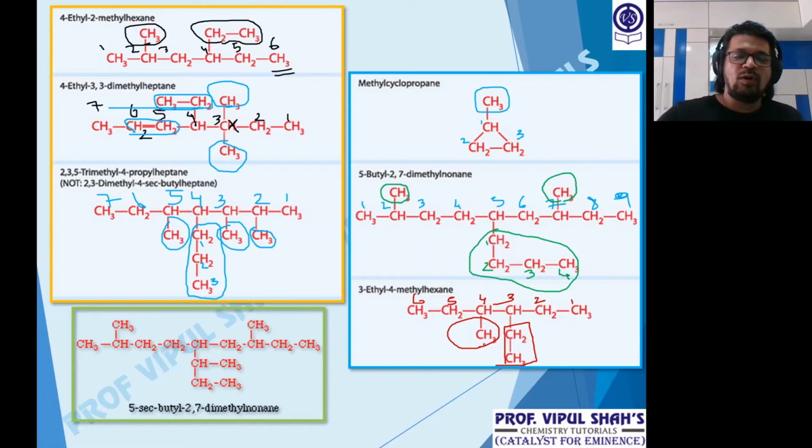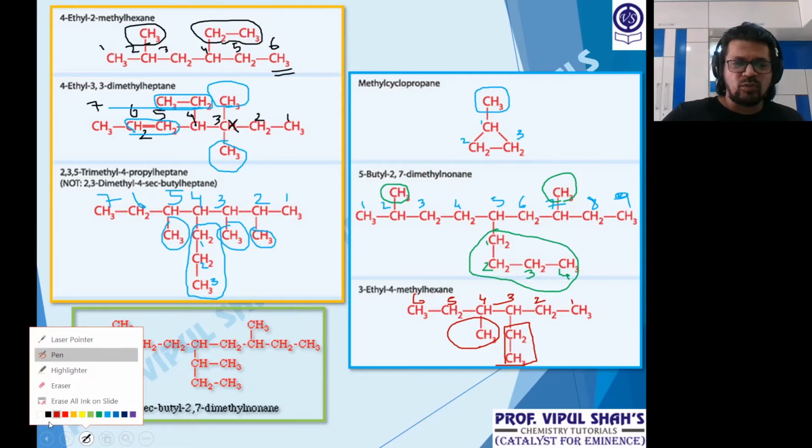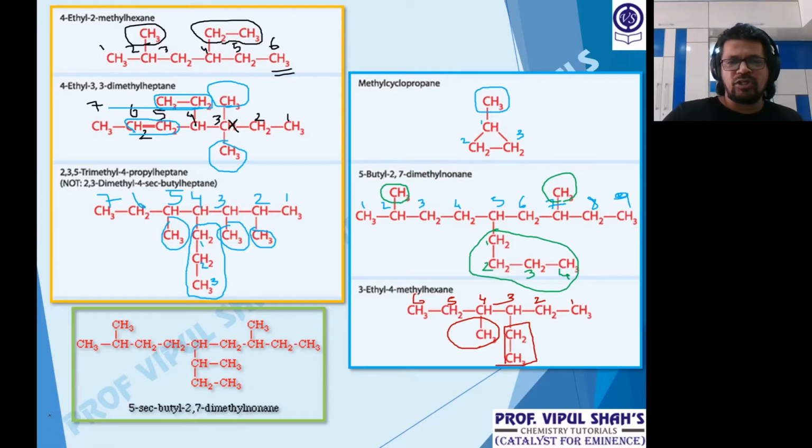Alright. One more name. Observe this part. Now this is given in one way. We'll write it in the other way also. First, let's try to number the continuous chain over here. How do we number the continuous chain? If I go 1, 2, 3, 4, 5. And if I go from right, 1, 2, 3. So here the branch comes on 2. So the numbering has to be left to right.